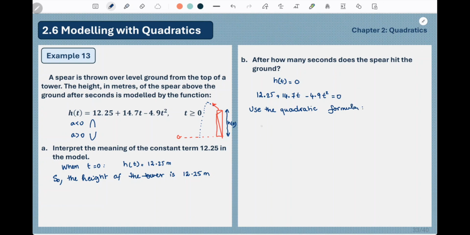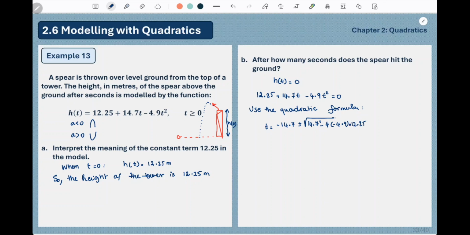So the quadratic formula says, in this case our variable is t instead of x. So t is equal to minus b. Okay, so b is the one that's related to t. So minus b, so minus 14.7, plus or minus the square root of b squared, which is 14.7 squared, minus 4 times a c. A is minus 4.9 and c is 12.25.